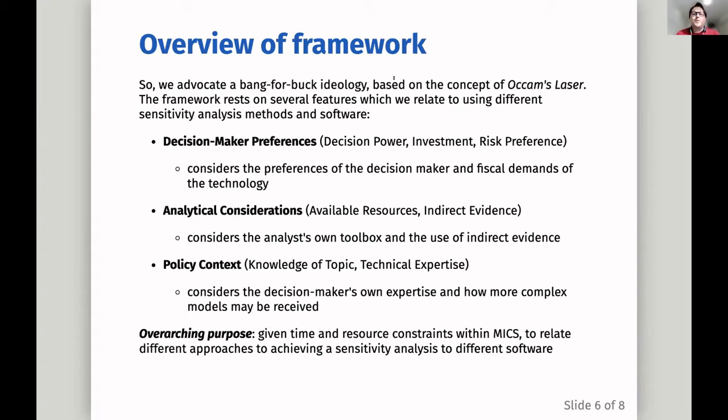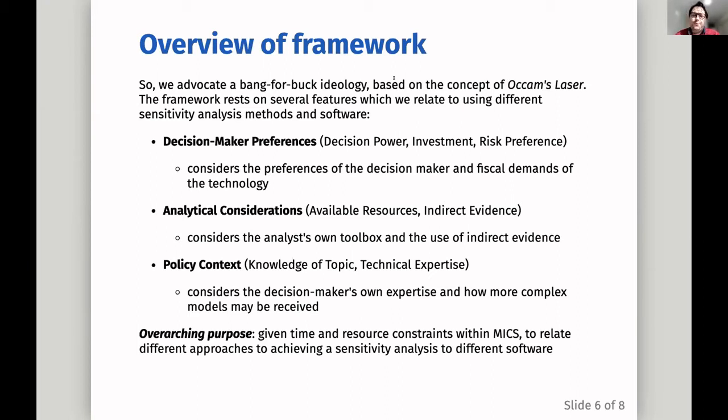So based on this finding, our framework basically advocates for a bang for buck ideology based on a redefinition of Occam's razor, and it basically rests on several features, specifically decision-maker preferences, analytical considerations, and the policy context. For example, with decision power, we discussed whether the decision-maker is able to delay a decision or not, and incorporate ideas such as value of information analysis.